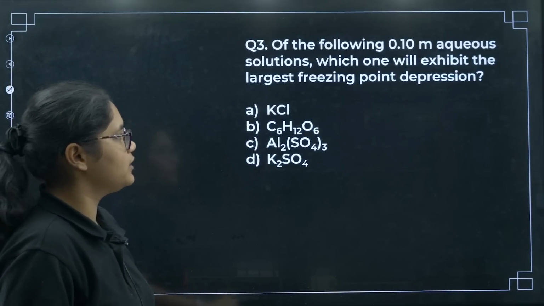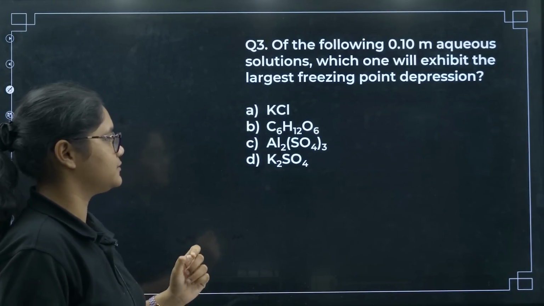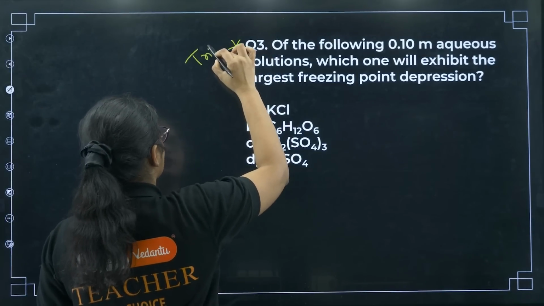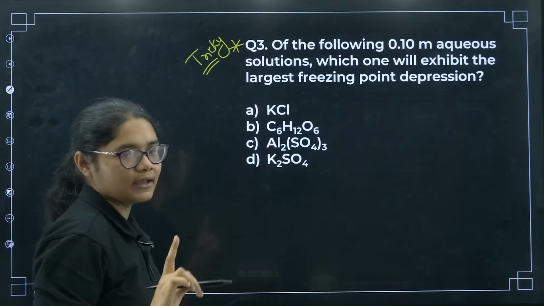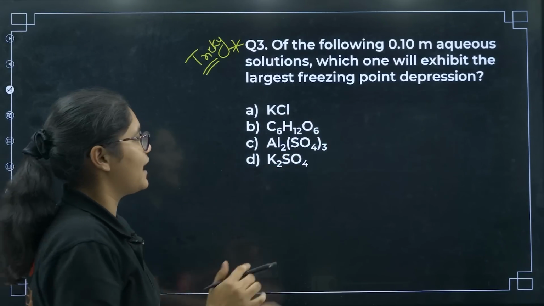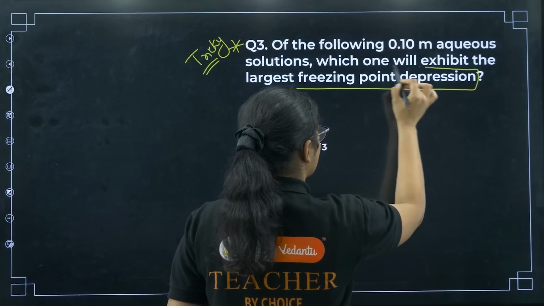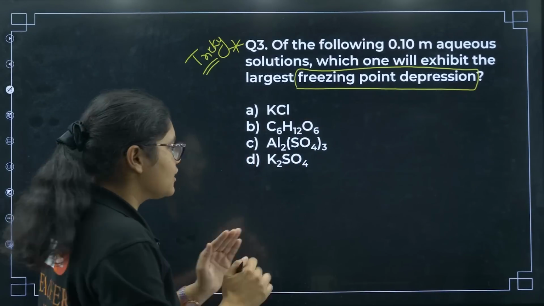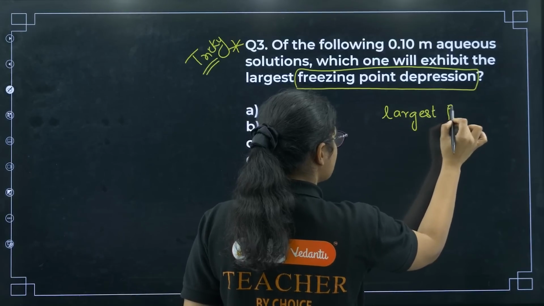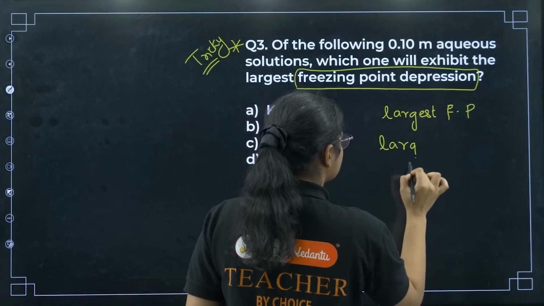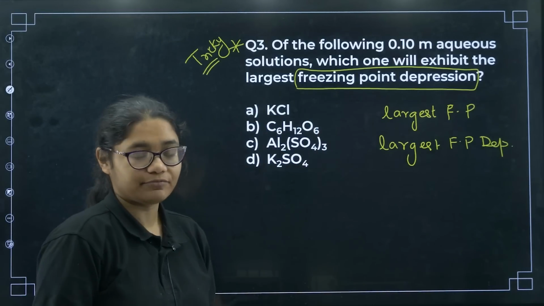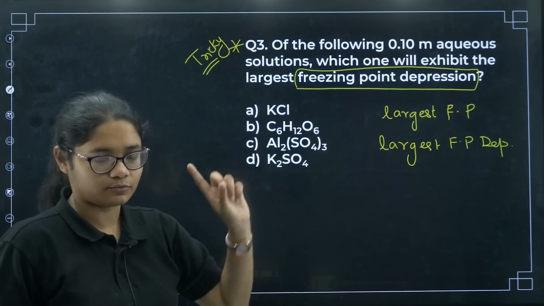Next, out of the following 0.1 m aqueous solutions, which one will exhibit the largest freezing point depression? This is a very tricky question, and I know many of you will do it wrong here. Please understand this question properly. There are two different things here: if the question is which one will have the largest freezing point, and which one will have the largest freezing point depression, these are two different things. I will explain both of them, so be very careful here.